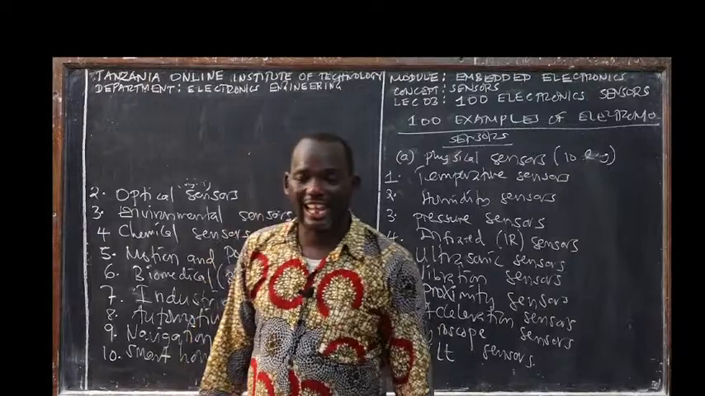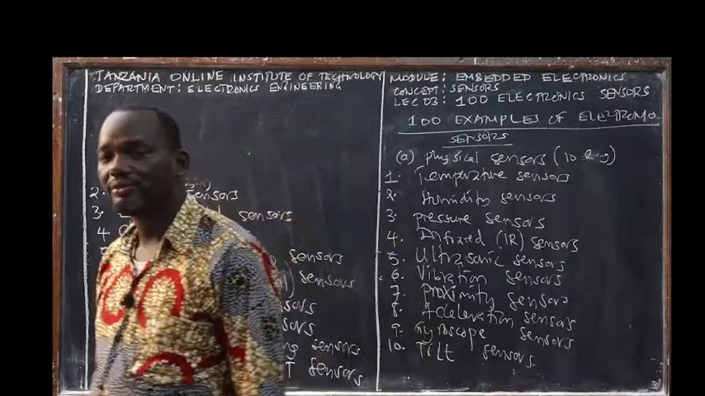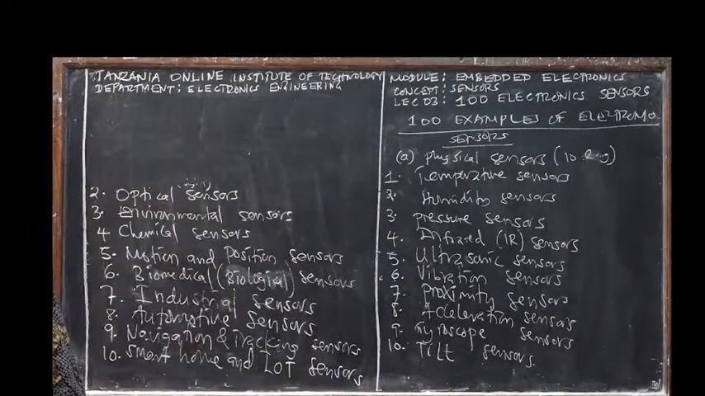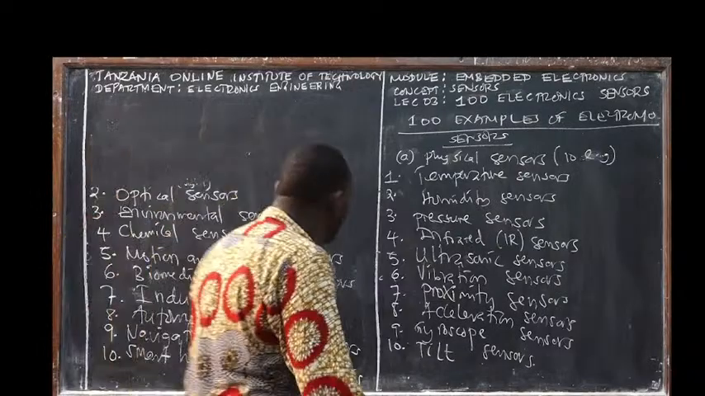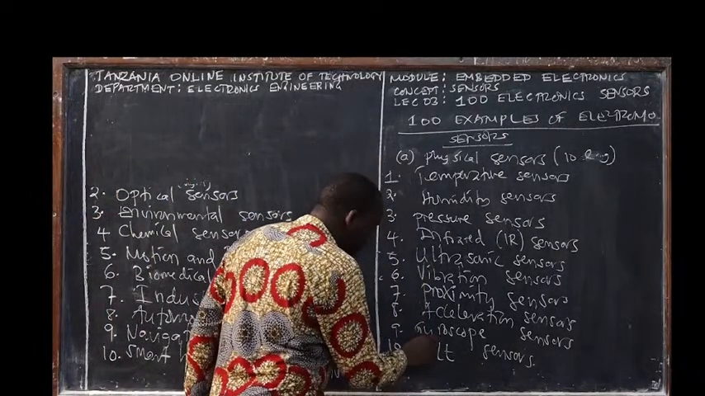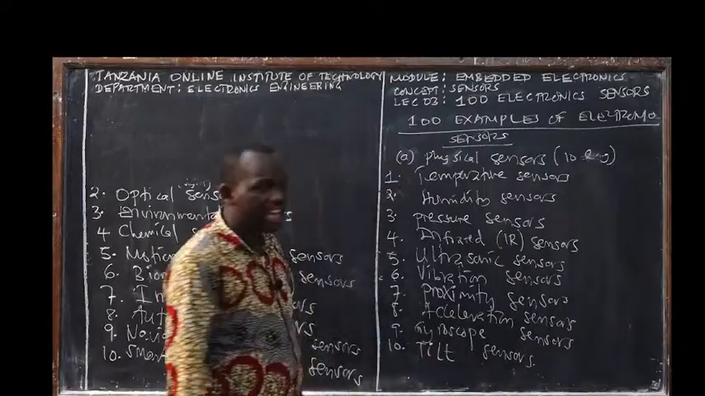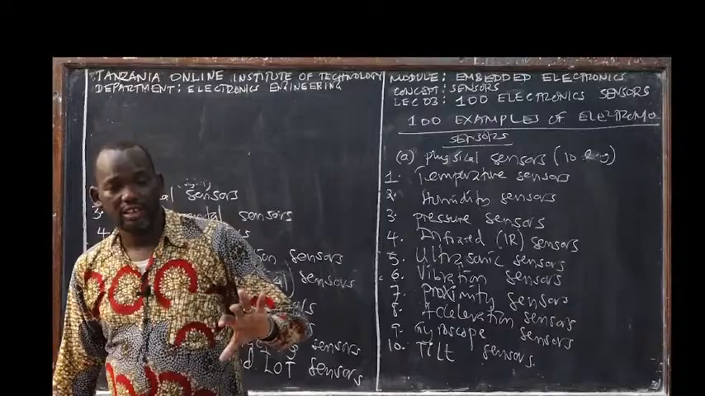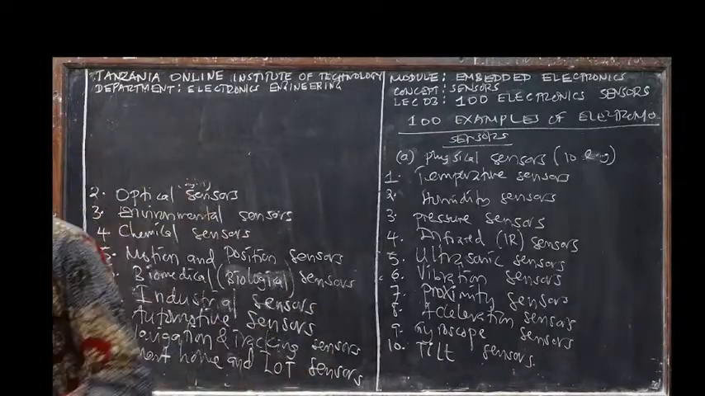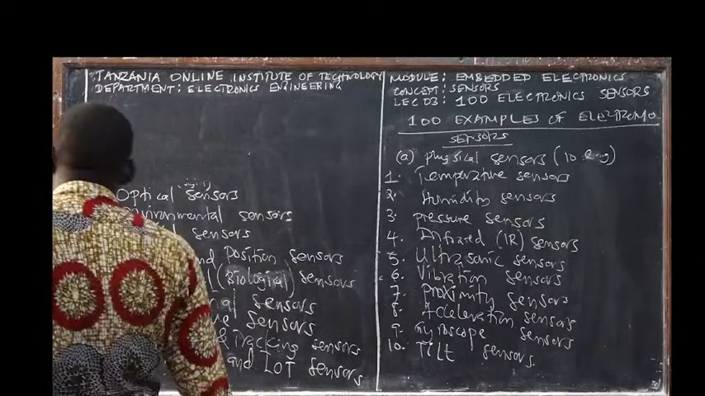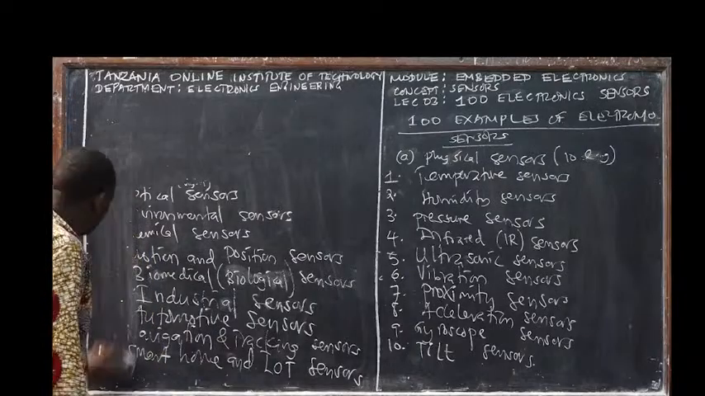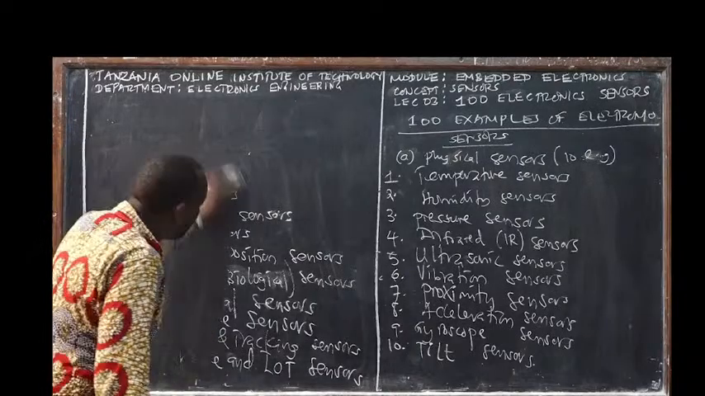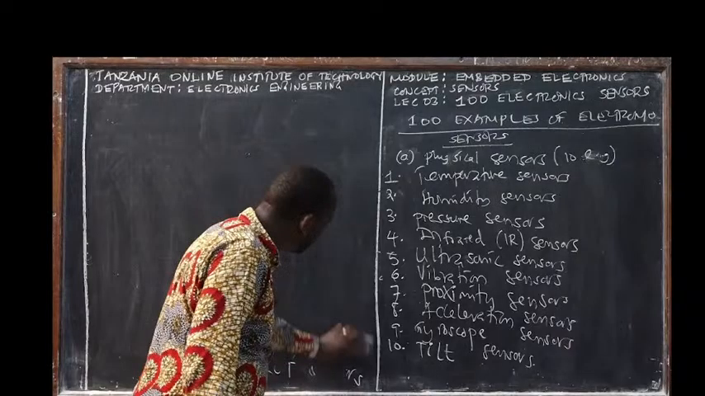Then gyroscope. Say gyroscope. What does gyroscope sense? I forgot. Then tilt sensor. Say tilt sensor. What does tilt sensor sense? Position. A physical position. Those are the 10 examples of physical sensors.